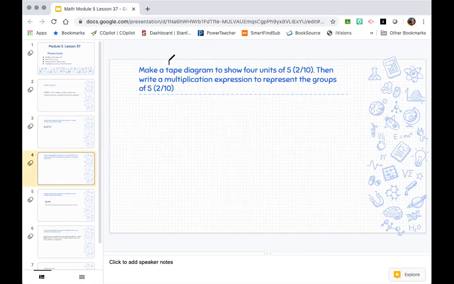So the very first thing we're doing is making our tape diagram. You might want to note that. And it's to show 4 units. That means times 4. And then we need to write a multiplication expression. You're going to do this one with me as well. Okay, so step 1 is we need to do 5 2/10, right? We need just 1 copy.